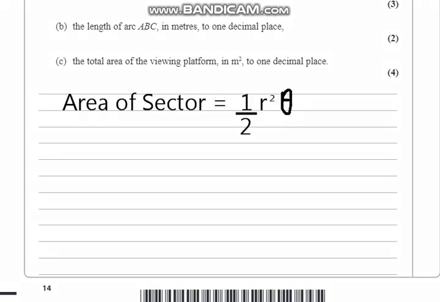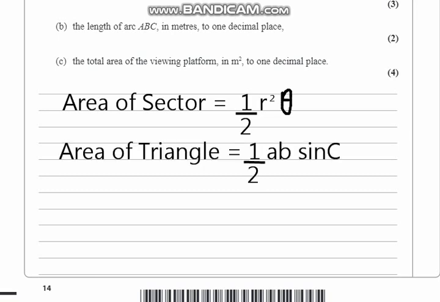There you go, the area of a sector is half r squared theta. And for the triangle, the area of a triangle is half ab sine C. Guys, you have to remember these formulas by heart, and if you don't know, that's not a big deal. They will be given in the formula sheet. What I'll do is plug my values in.